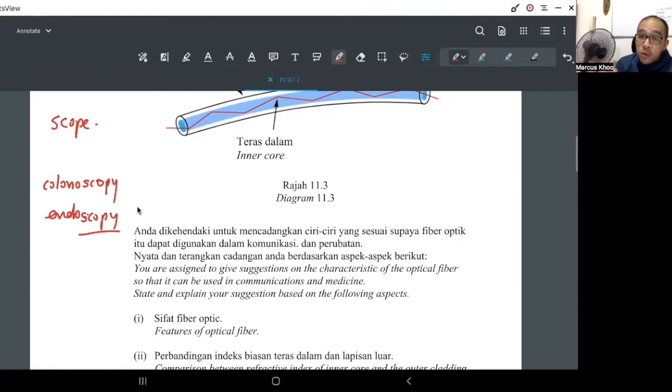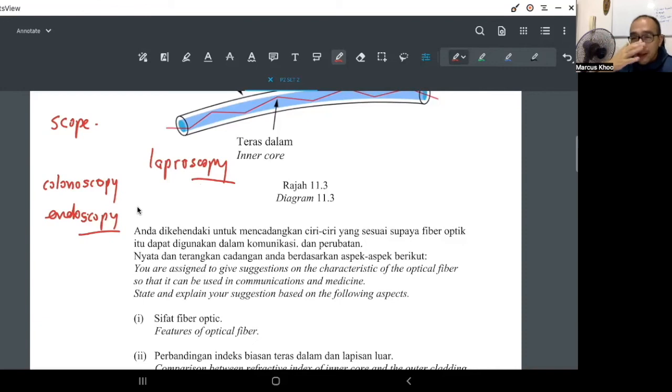It is also used for operations that don't require you to cut. You know, like when removing the appendix, nowadays we just go inside. I think it's called laparoscopy. Again the word scope is there. So you just take out the appendix by using laparoscopy.